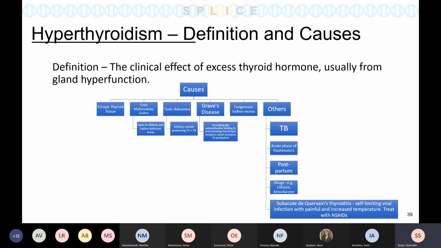Another one at the bottom is de Quervain's disease, which is essentially caused by some sort of viral illness. So in the stem, you'll get somebody who's had a fever, and then they suddenly have become hyperthyroid. What you need to do is essentially conservative management, give them NSAIDs. The rest are there as well for you to have a little gander at later.